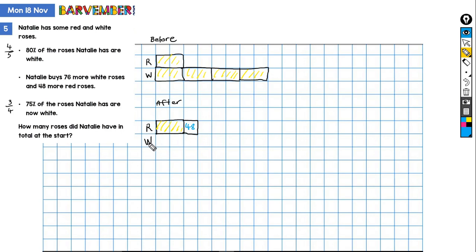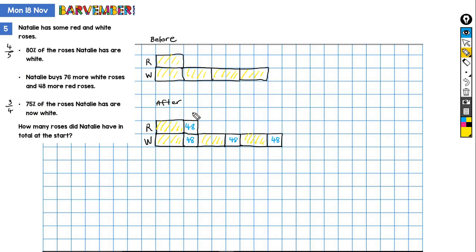So let's look at white. Now white has 3 times as many as this in the end. So let's draw that in. That's 1, that's 2, and that's here 3. And I'm going to make it a little bit clearer. If that's 48, then this must also be 48, as must this, as must this. And again these units are the same as these units. Okay, so that's our after situation.